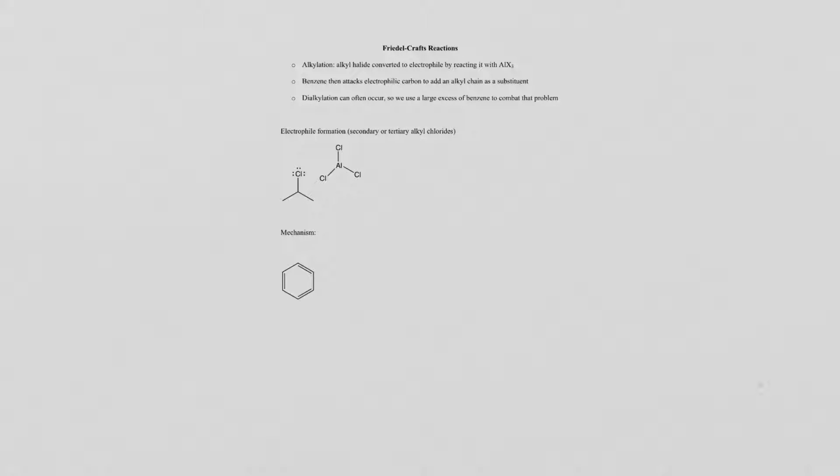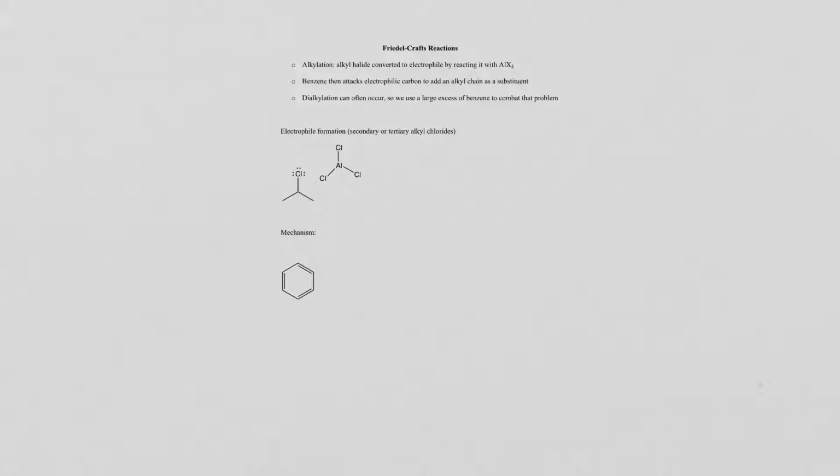The next two reactions we're going to talk about are called Friedel-Crafts reactions. Friedel-Crafts reactions are another form of electrophilic aromatic substitution reactions. Again, remember that that's adding an electrophile to a benzene ring, substituting out one of those aryl hydrogens. There are two types of Friedel-Crafts reactions we're going to talk about. The first being alkylation, the second being acylation.